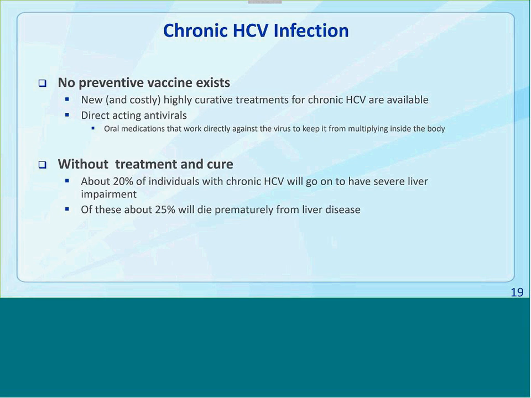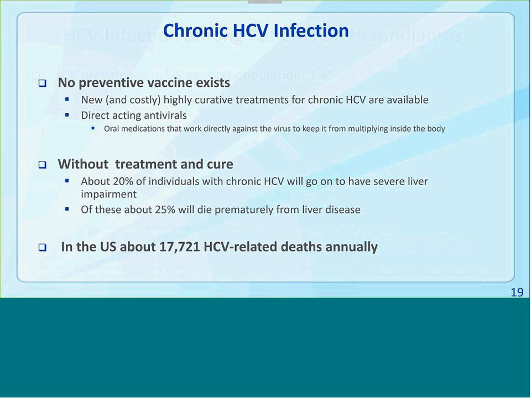So unfortunately, without treatment or cure, about 20% of individuals with chronic HCV will go on to develop severe liver impairment. And of those, 25% will die prematurely from liver disease. So it has some significantly bad outcomes. We need to know when people are really infected. In the U.S., about 17,000 deaths happen annually related to Hep C.